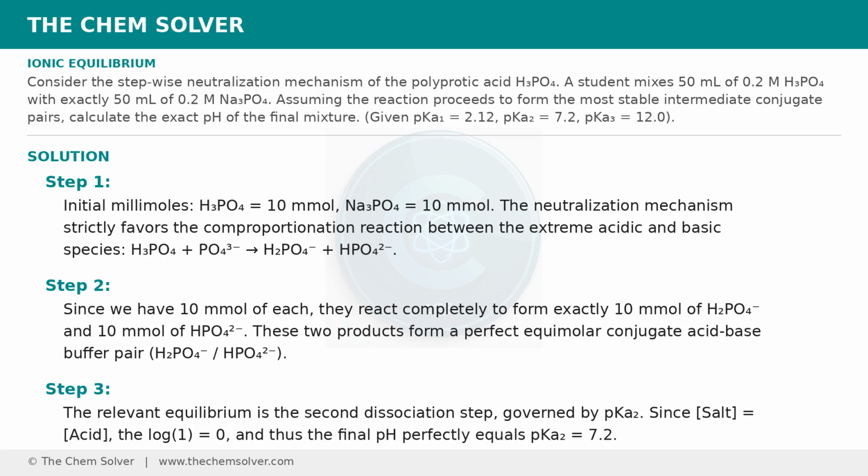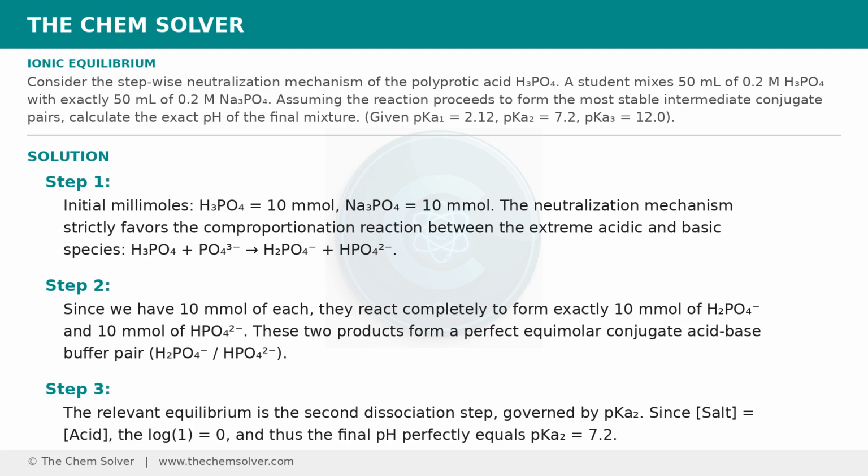Since we have 10 mmol of each, they react completely to form exactly 10 mmol of H₂PO₄⁻ and 10 mmol of HPO₄²⁻. These two products form a perfect equimolar conjugate acid-base buffer pair, H₂PO₄⁻ divided by HPO₄²⁻.